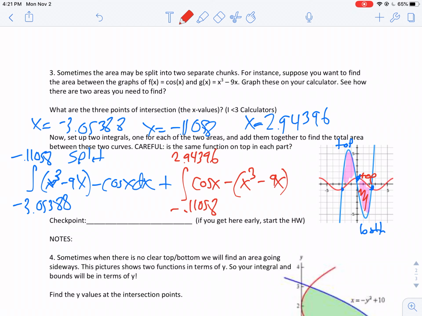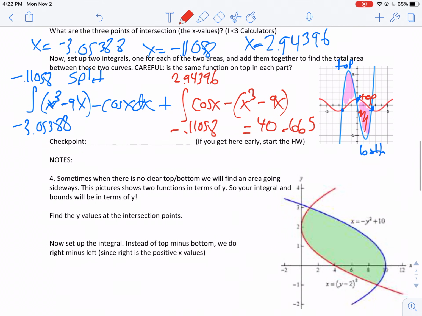All right, anyway, you do this on your calculator. The answer I got when you add the 2 integrals together was 40.665. If you didn't get that, double check your work. You probably typed something in wrong. Maybe you're in degree mode or something. Okay, so that's how we're finding these areas, doing top minus bottom. The next thing we need to think about is going sideways. So what we're going to do here is integrals in terms of y.